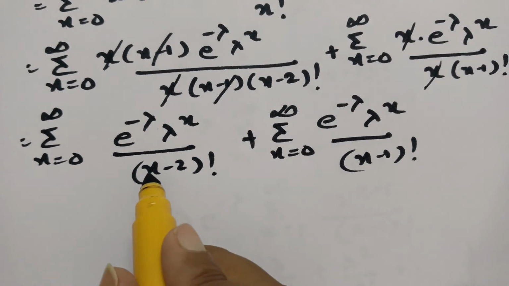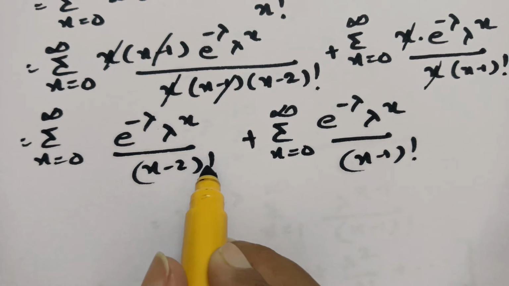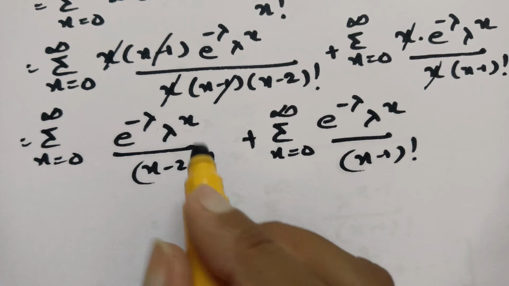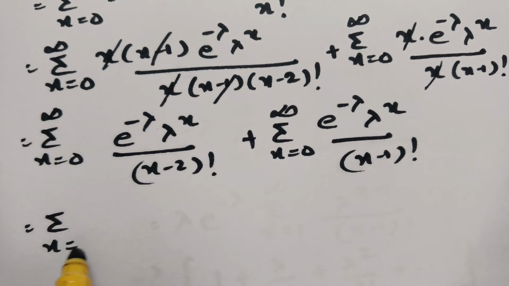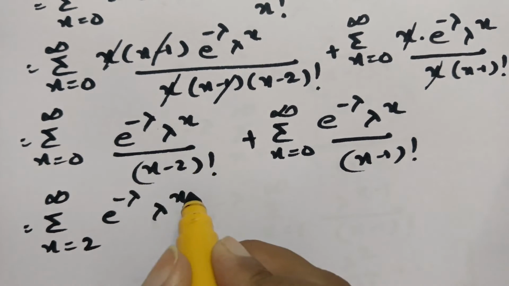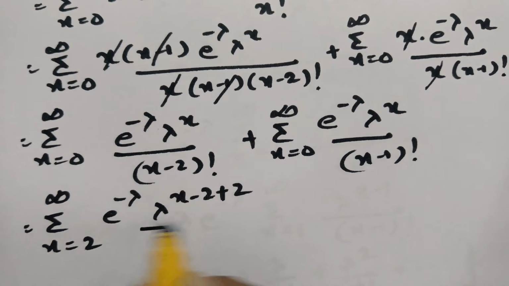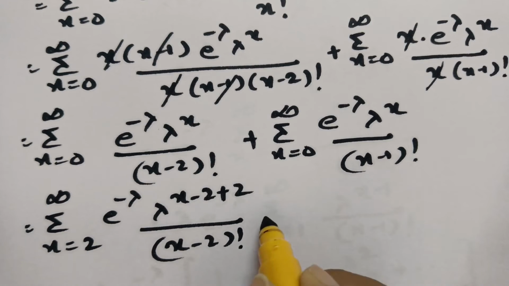Now here in the denominator there is x minus 2 factorial, so I'll make x minus 2 even on the numerator. So this is sigma x equal to 2 to infinity, e power minus lambda. This is minus 2 and plus 2. See here, I am adding and subtracting. So this is x minus 2 factorial.